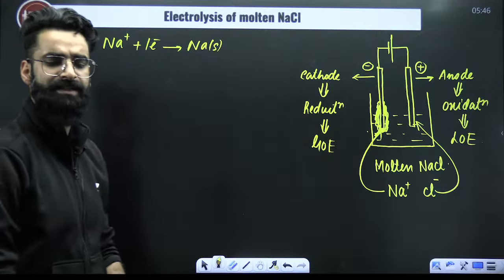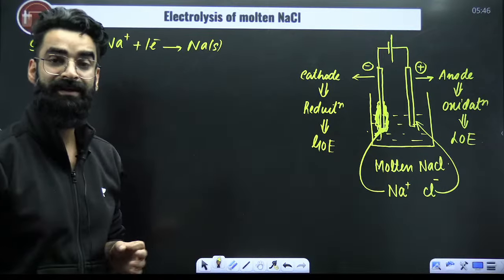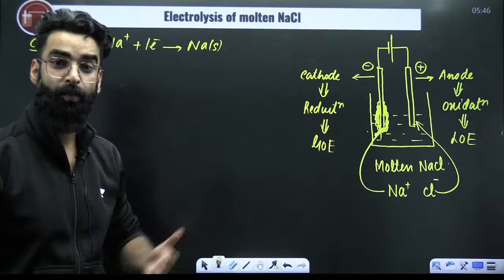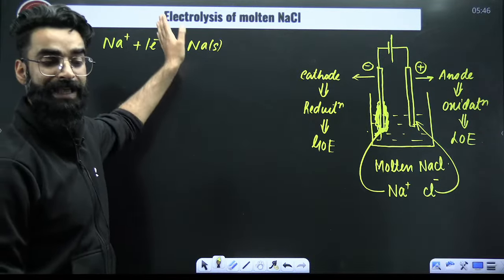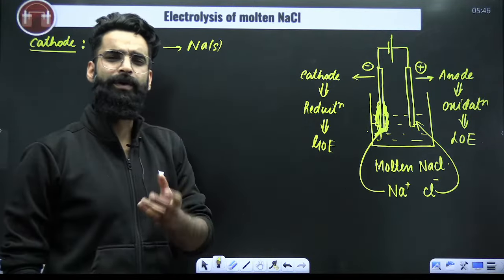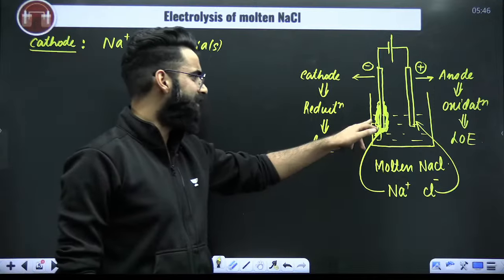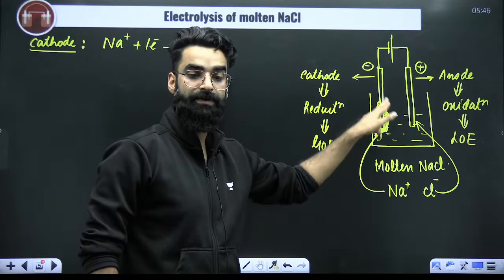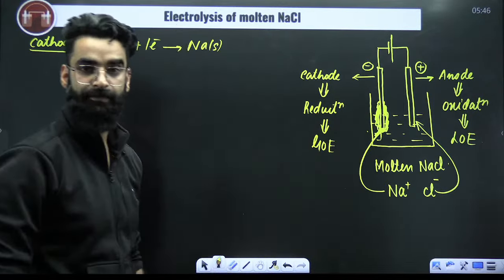The first question which is asked: the products of electrolysis. What is happening at the cathode when you do the electrolysis of molten NaCl? You will directly say at the cathode, it is the sodium metal which is being deposited.